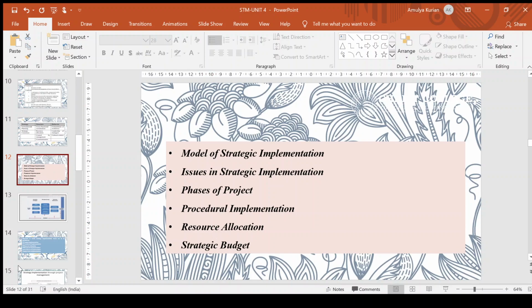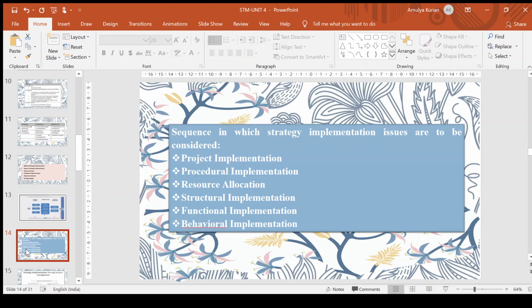Before going to the model, let us see which are the things which should be kept in mind, or issues which should be considered when we are dealing with strategic implementation. Basically, there are six. First one is project implementation, procedural implementation, resource allocation, structural implementation, functional implementation, and behavioral implementation. So, project, procedure, resource, structure, functional, behavioral implementations. These are the six issues that you should be considering when you are planning for a strategic implementation.